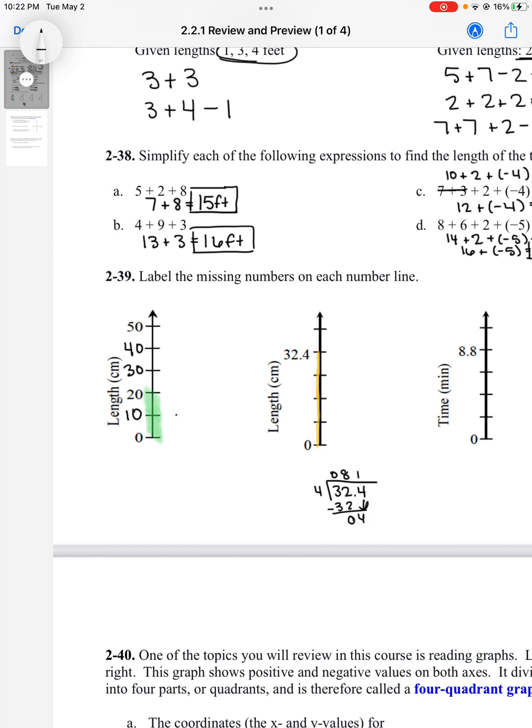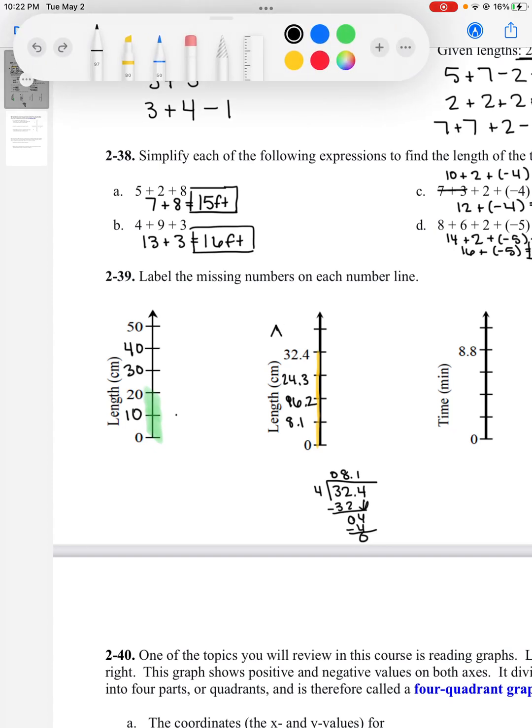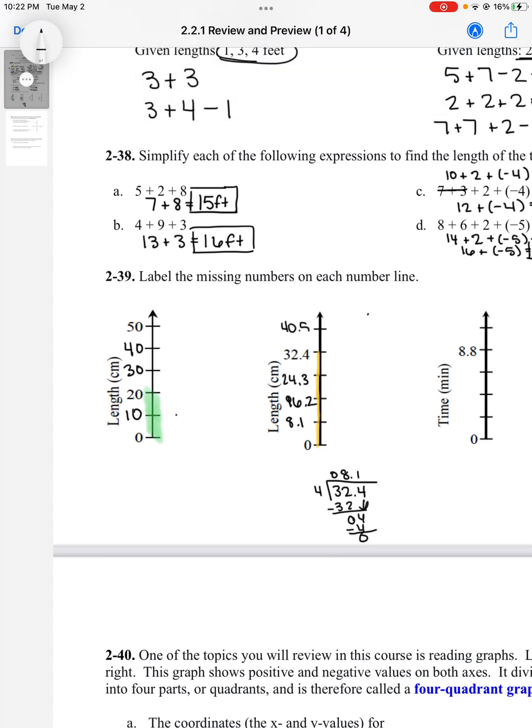4 goes into 4 1 time. So every section is 8 and 1/10. Well, 8 and 1/10 plus 8 and 1/10 is 16 and 2/10. Plus 8 and 1/10 is 24 and 3/10. Plus 8 and 1/10 is 32 and 4/10. Plus 8 and 1/10 is 40. Oh, I have to undo that because I'm touching the iPad while I'm drawing. It is 40 and 5/10.